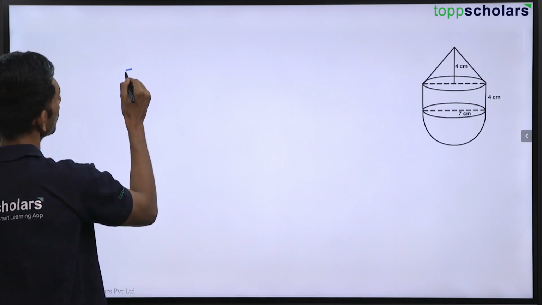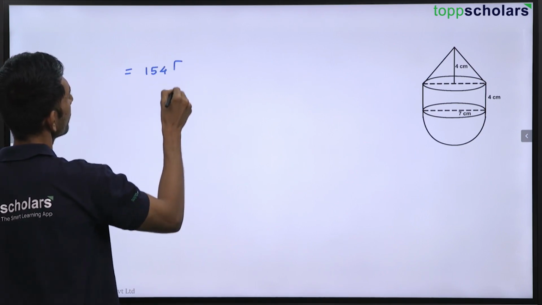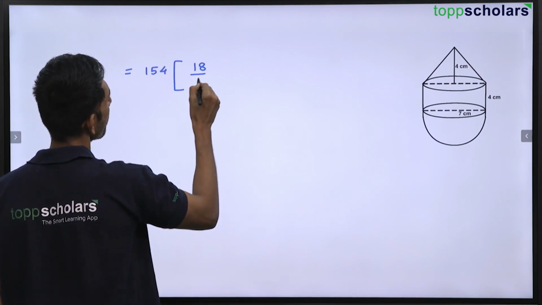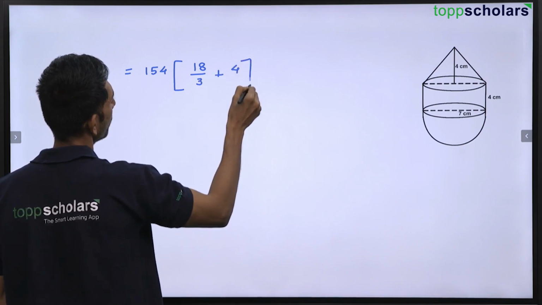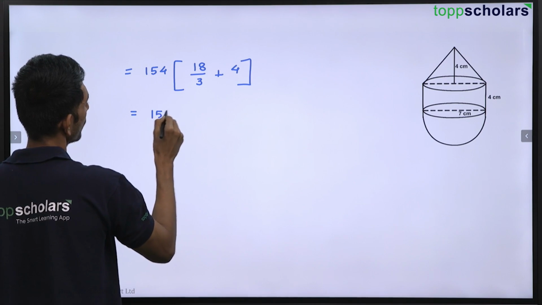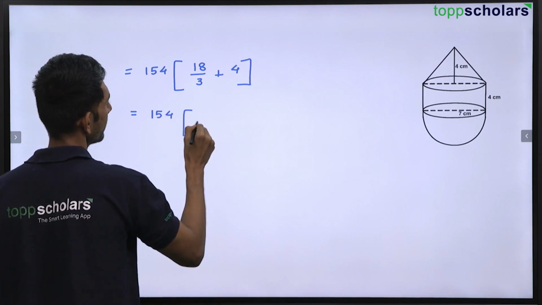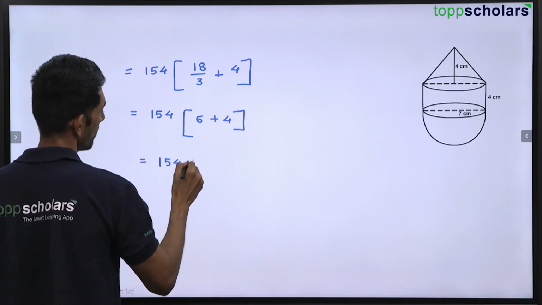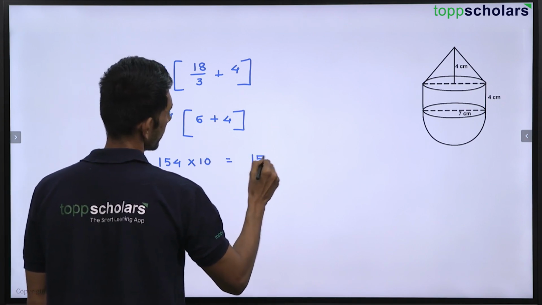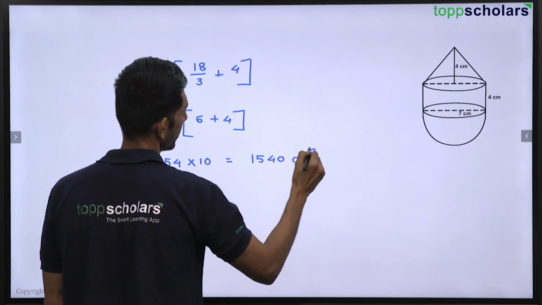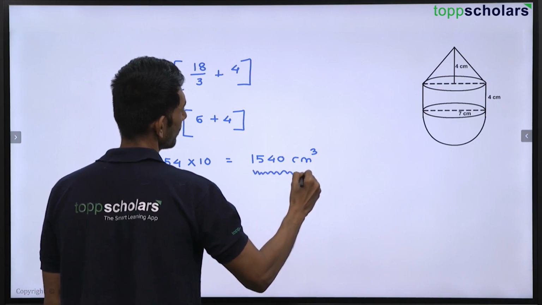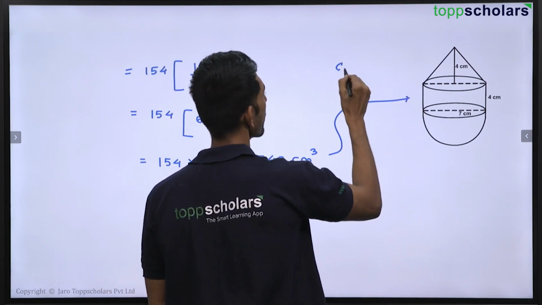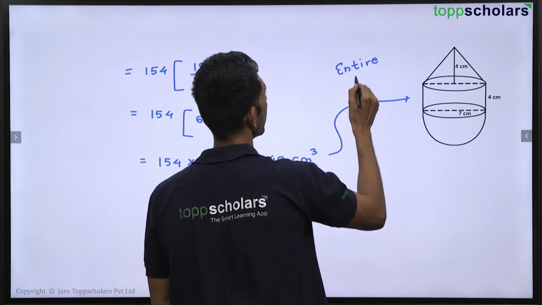So that is further equal to 154 multiplied by 18 by 3 plus 4, that is equal to 154. 18 by 3 is 6 plus 4, that is 154 multiplied by 10, that is 1540 cubic centimeter. So 1540 cubic centimeter is the volume of this entire solid.